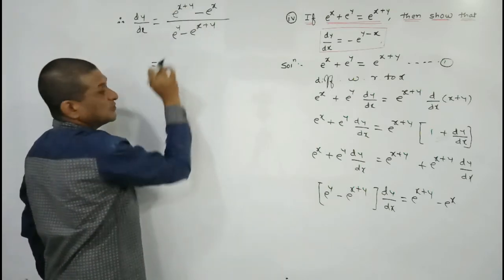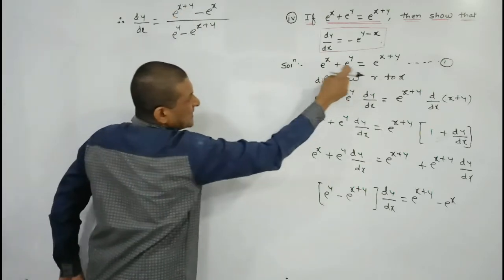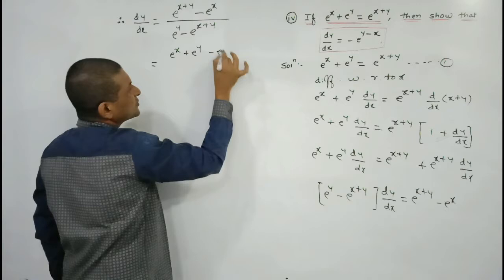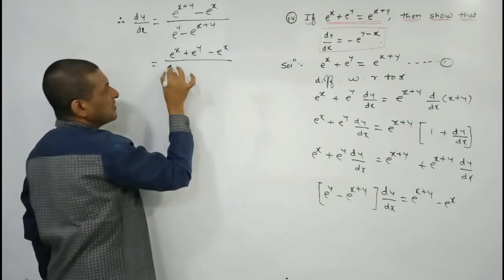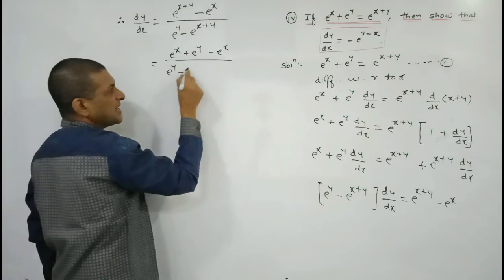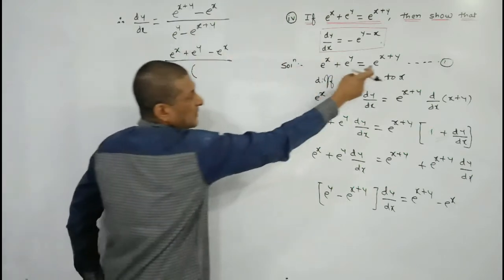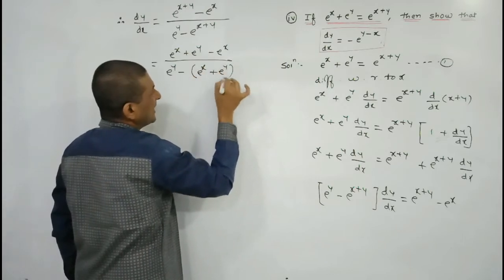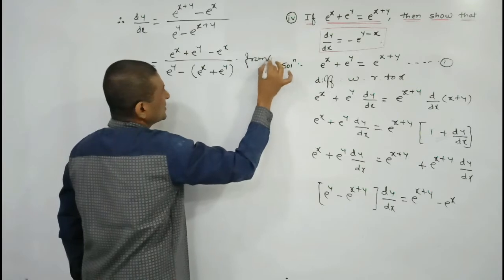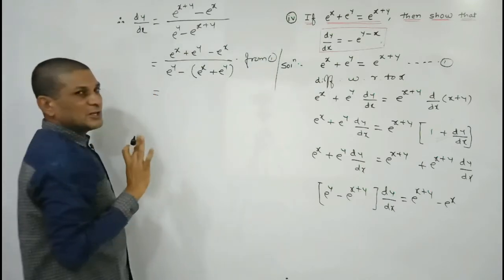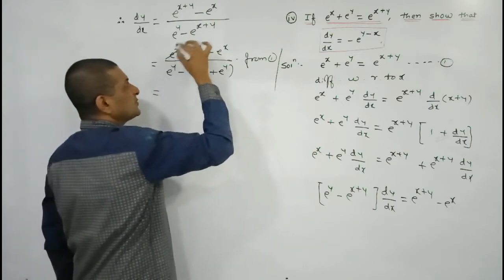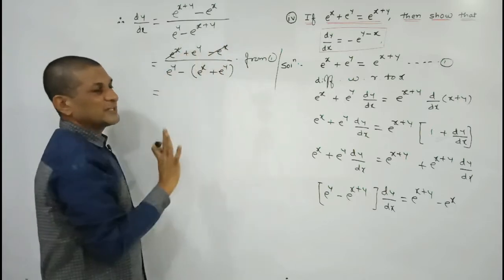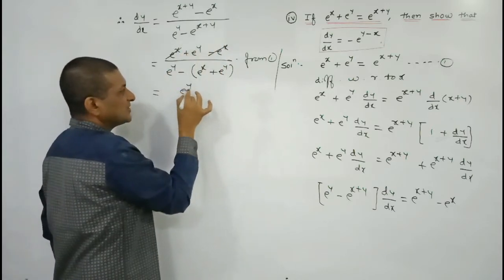So this term, e raised to power x plus y, can be replaced by e raised to power x plus e raised to power y, minus e raised to power x, keep it as it is. Substitute the same value in the denominator, e raised to power y, keep it as it is, minus also as it is, and now replace e raised to power x plus y by its value. What is its value? E raised to power x plus e raised to power y. This value I am substituting from equation number first. Now observe the numerator very carefully, e raised to power x and minus e raised to power x will get cancelled. Remaining term in the numerator is e raised to power y.